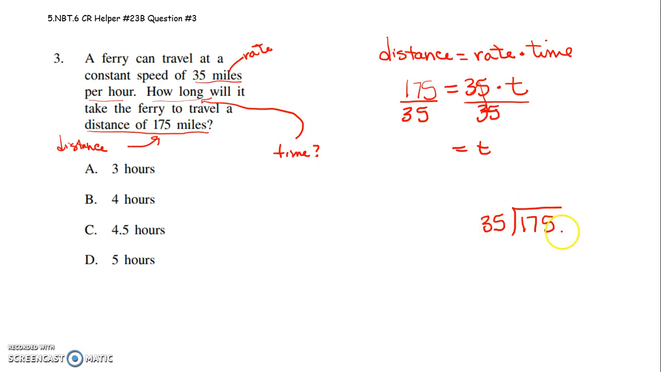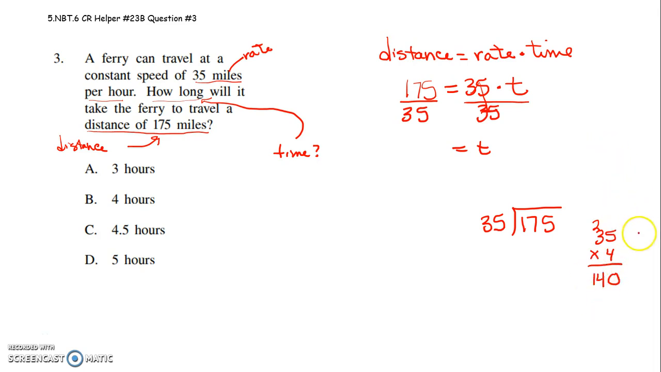How many times does 35 go into 175? I'm going to just estimate. I'm going to make this 35 a 40, and I'm going to say 40 into 160. So I'm going to guess about 4 times. I'm just estimating. 5 times 4 is 20. Put down a 0, carry a 2. 4 times 3 is 12, and 2 more is 14.